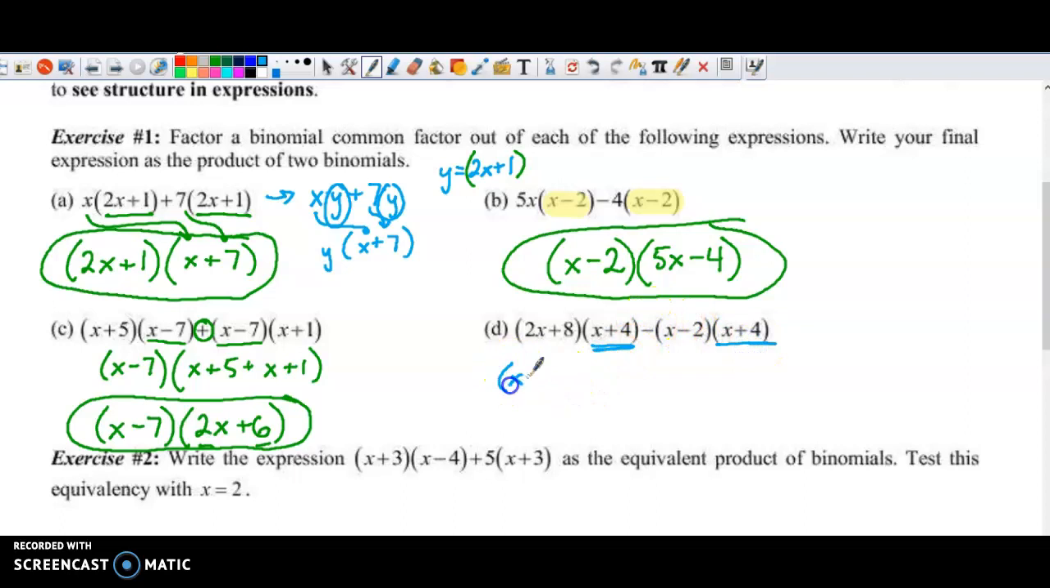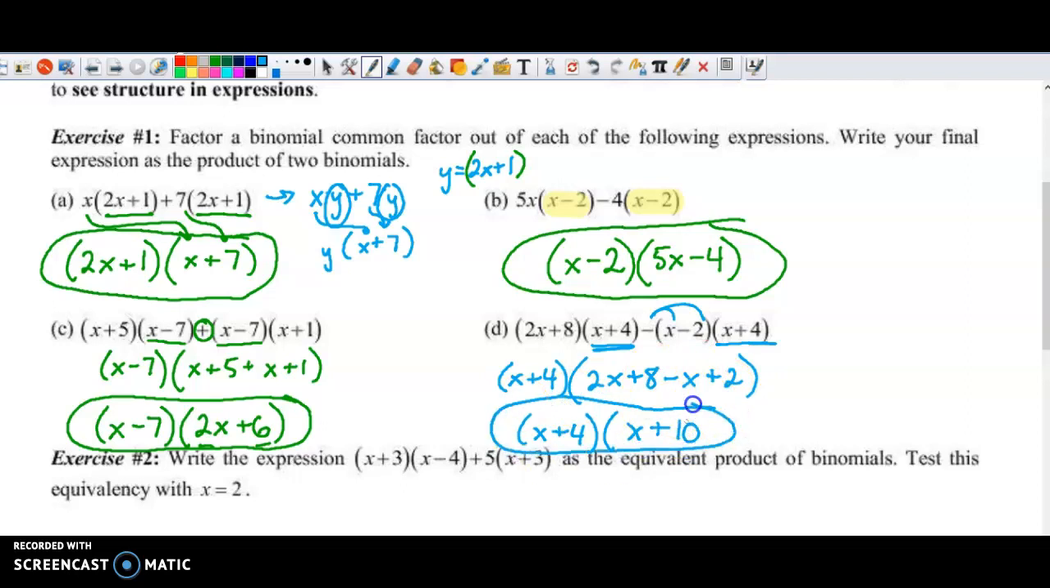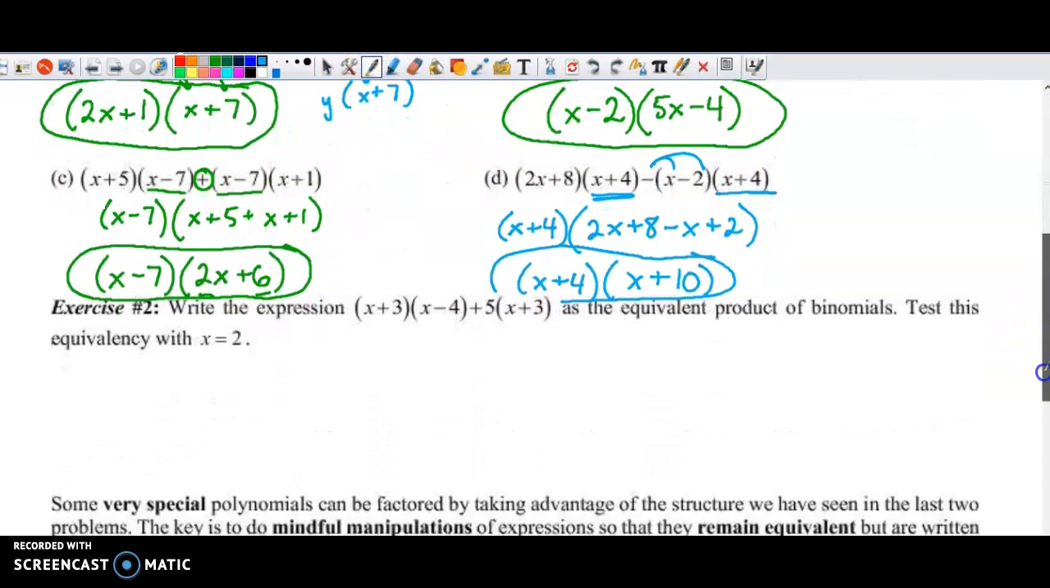You still have the x plus 4, which is identical, but then what you have is 2x plus 8, and you have to distribute that minus to each piece, so minus x plus 2. So your final answer on this one, yes, it's x plus 4 still, 2x minus 1x is x, and 8 plus 2 is 10. There you go.